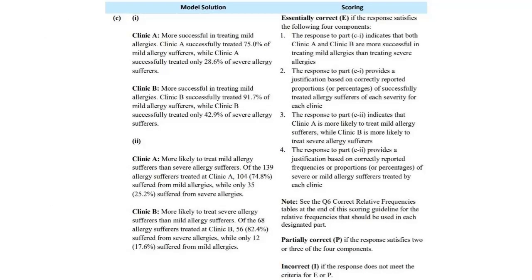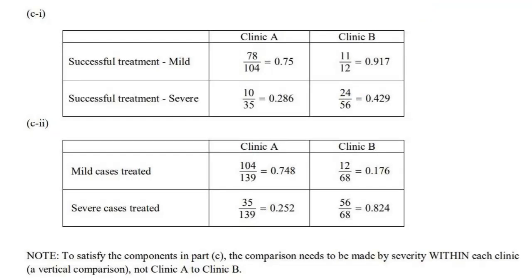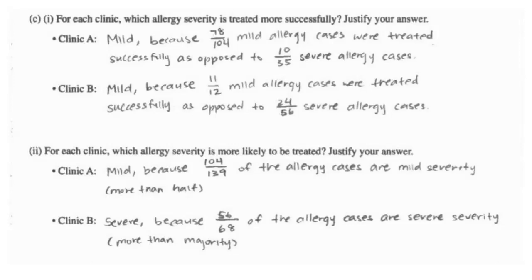All right, things you needed to have to get an E. You had to have 4 components. Both Clinic A and Clinic B are more successful at treating mild allergies. You have to provide a justification for why you're saying that. In part II, you have to indicate that Clinic A is better at mild allergies, while Clinic B is more likely to treat severe allergy sufferers, and then you had to provide justification. So let's look at a couple student responses, and then if you guys need help scoring this section, please let me know.